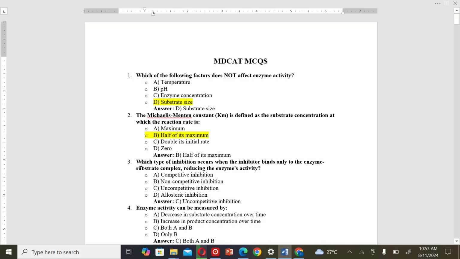The next MCQ is: which type of inhibition occurs when the inhibitor binds only to the enzyme-substrate complex, reducing the enzyme's activity? A. Competitive inhibition. B. Non-competitive inhibition. C. Uncompetitive inhibition. And D. Allosteric inhibition. So the correct option is C, uncompetitive inhibition.